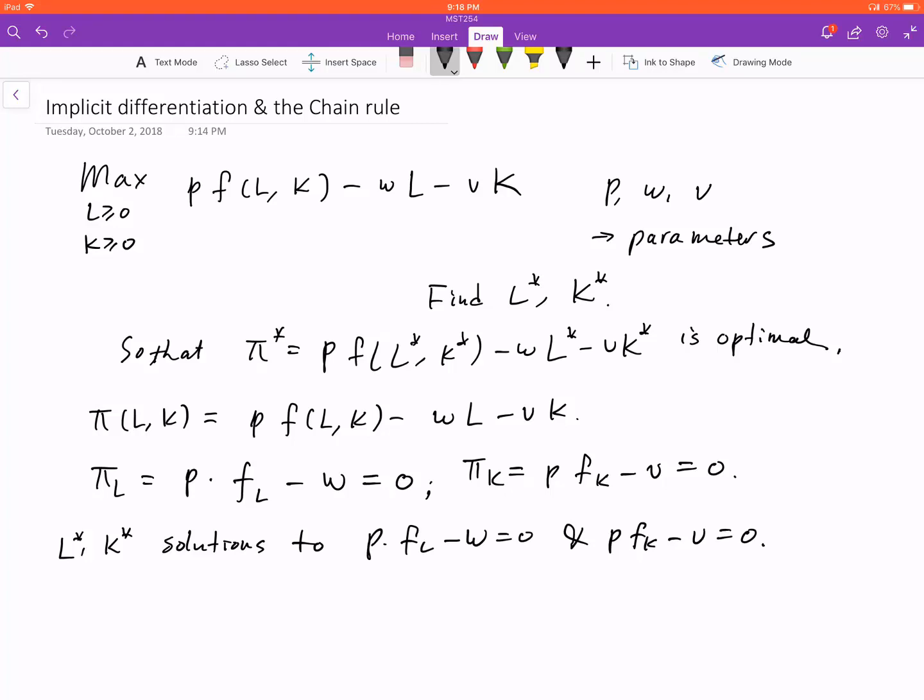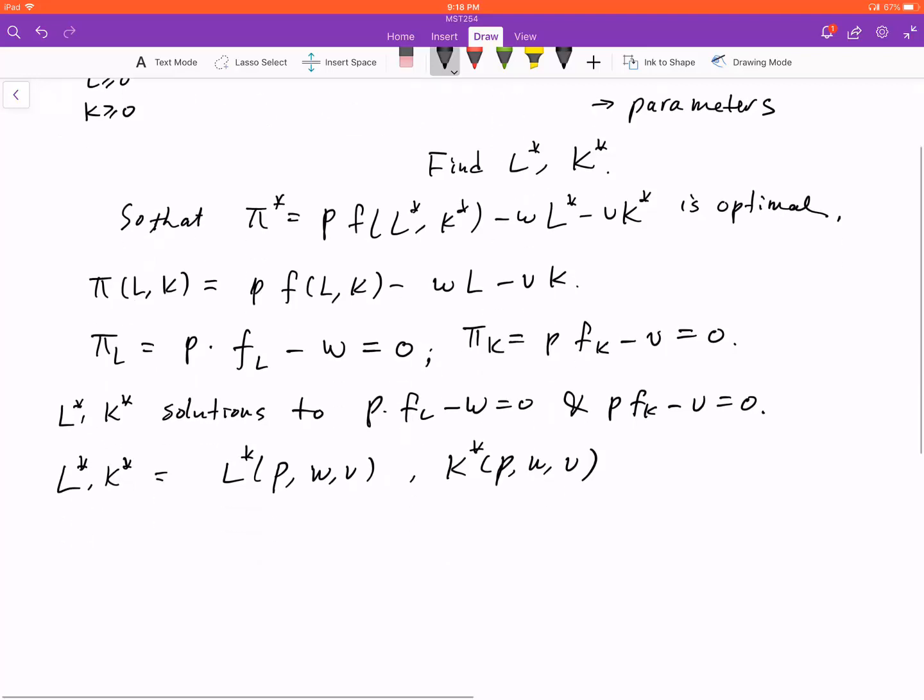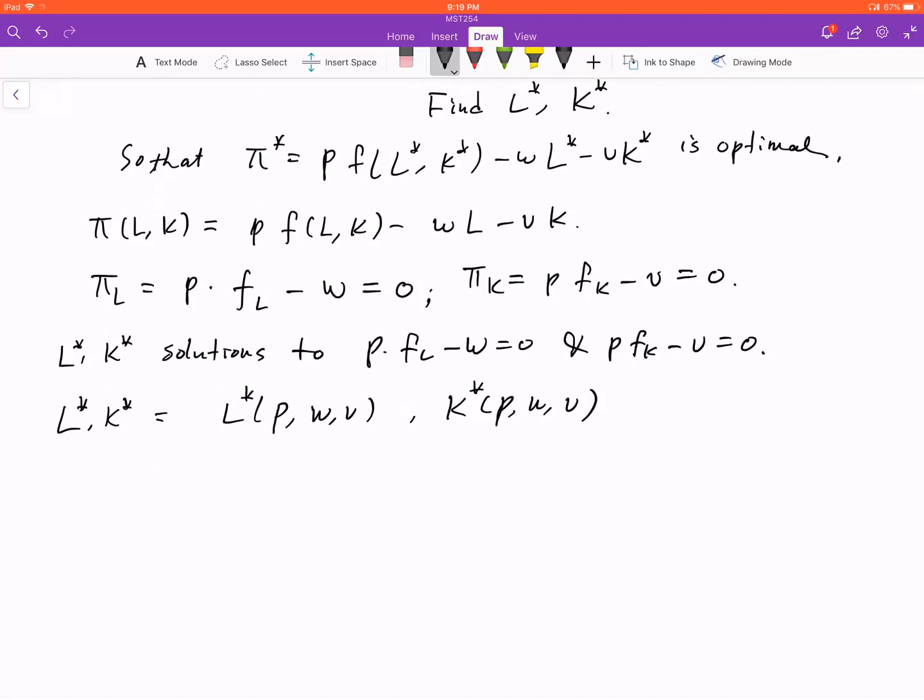And what we want to know is this, because now L star and K star depend on the parameters P, W, and V, and K star too depends on P, W, and V, because these are market parameters. So we want to find these so-called comparative statics terms. We want to know, for example, how much this equilibrium is going to shift if we have the underlying wage changes. So what is this one over here? For example, we want to find this.